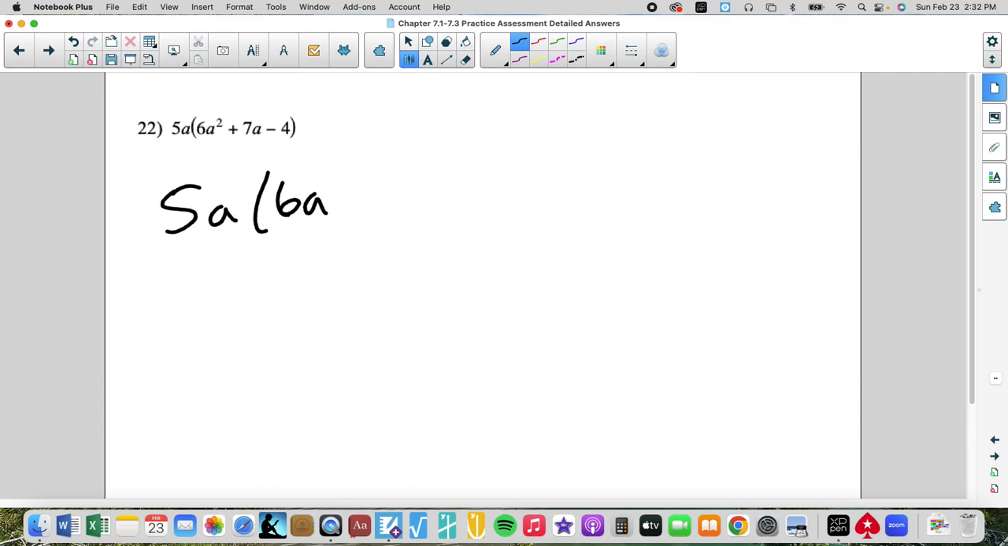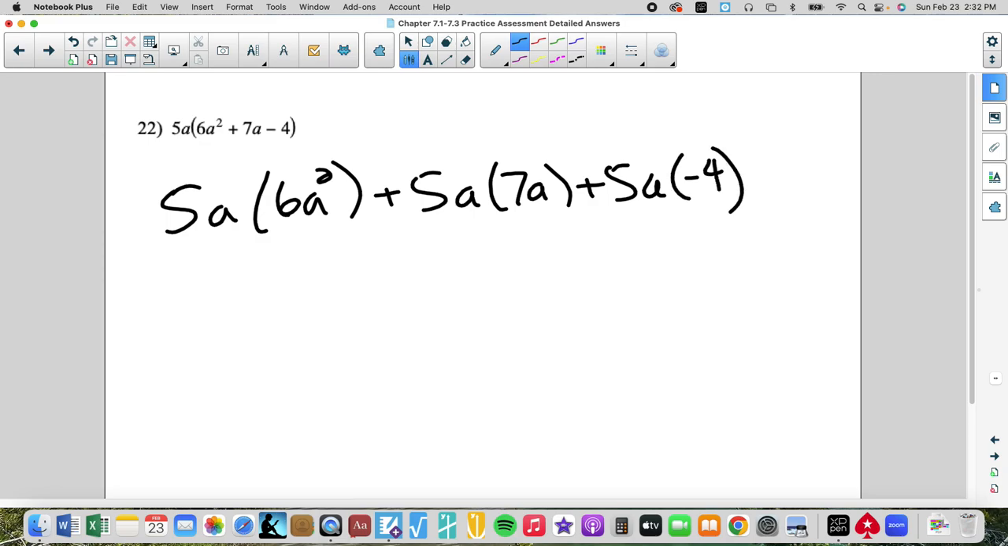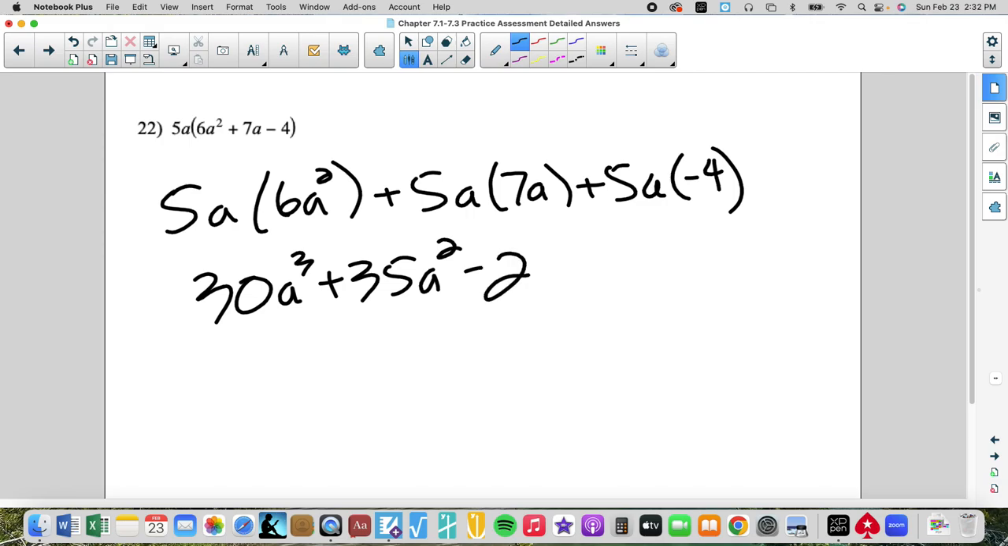5a times 6a squared. Now we have a variable that we're distributing out, plus 5a times 7a plus 5a times negative 4. 5a times 6a squared is 30a cubed. 5a times 7a is 35a squared. 5a times negative 4, negative 20a.